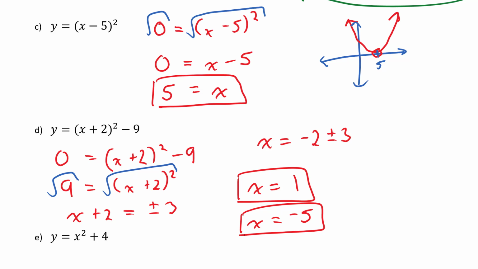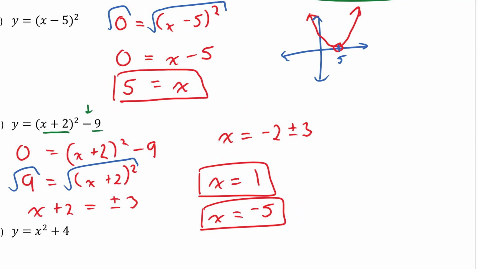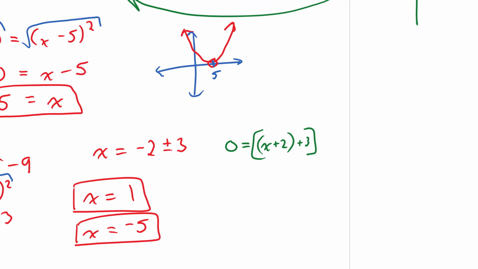Do you see an alternative way to solve this? Look, it's a difference of squares. I can take the square root of this, and I can take the square root of this, and it's a difference. Let's solve it using difference of squares. (x + 2 + 3) and (x + 2 - 3).